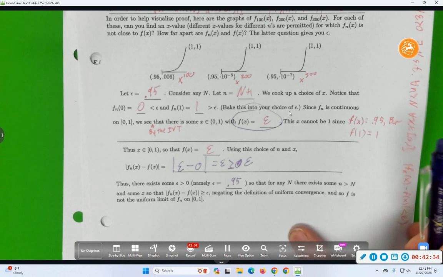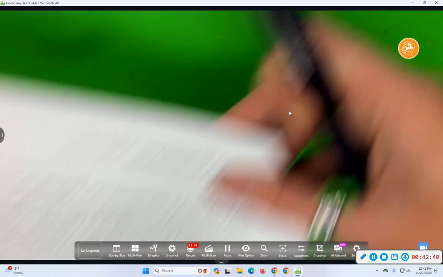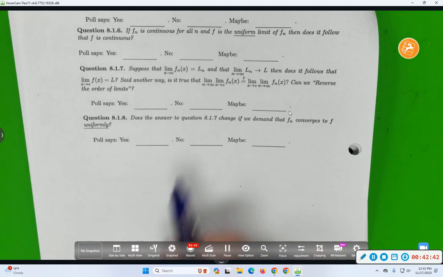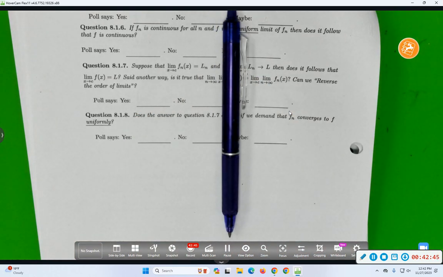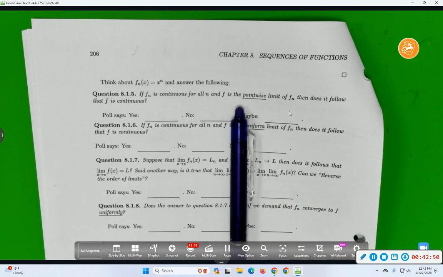There's enough time to do this gradually. But this example should illustrate something. So here's something that you would want to happen. Question 8.1.5. If f sub n is continuous for all n, so we have a sequence of functions, each one of those functions is continuous, and f is the pointwise limit of this sequence of functions, does it follow that this limiting function has to be continuous?